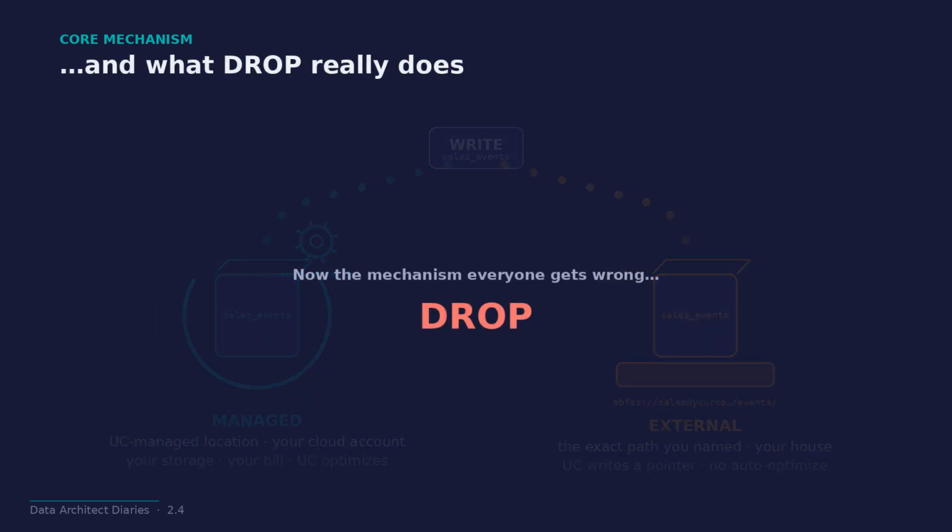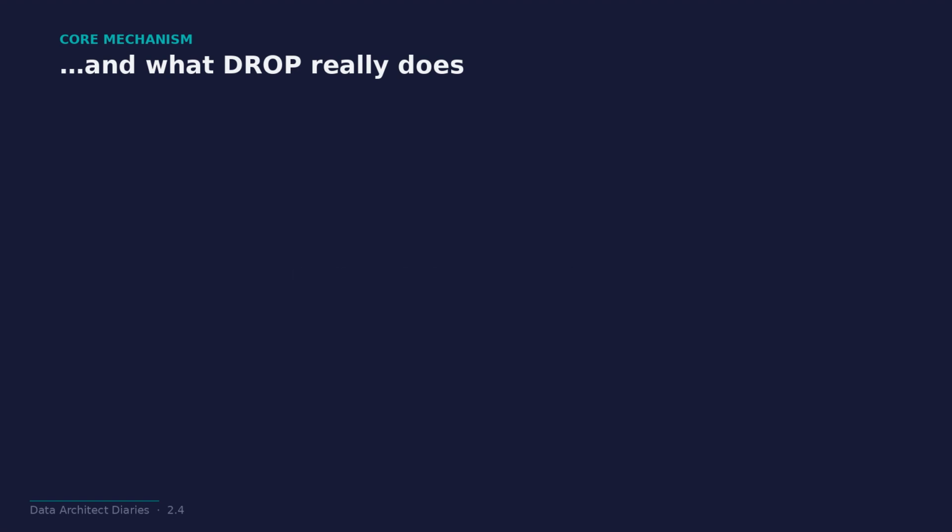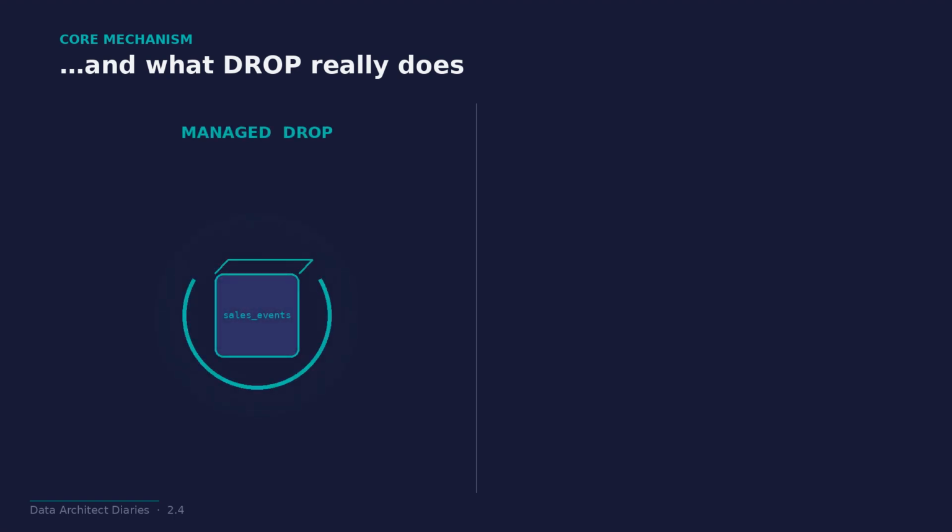So now, the mechanism everyone gets wrong: that is the drop. Managed drop: Unity Catalog removes the metadata and marks the data files for deletion. Here is the nuance most people miss. It's not always instant anymore.